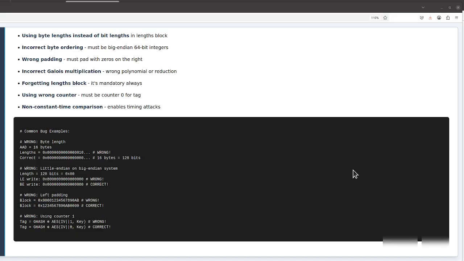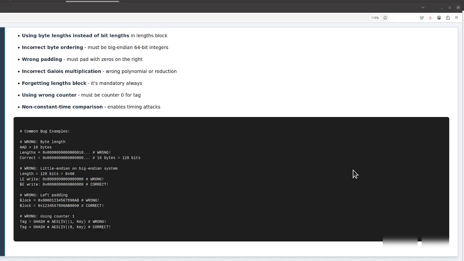Mistake 4. Incorrect galois field multiplication implementation. The multiplication must use the correct irreducible polynomial x to the 128 plus x to the 7 plus x to the 2 plus x plus 1. Using the wrong polynomial or implementing the reduction incorrectly gives wrong results. Always use tested library implementations rather than writing your own galois multiplication.